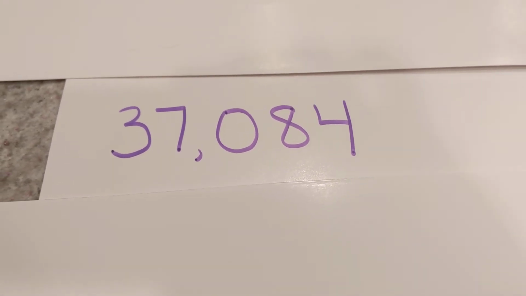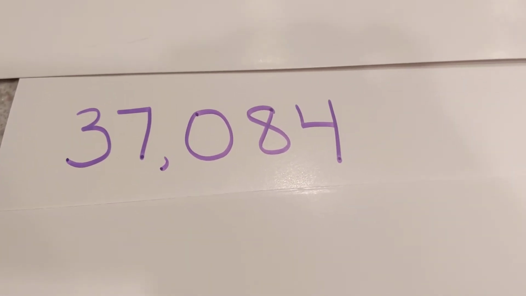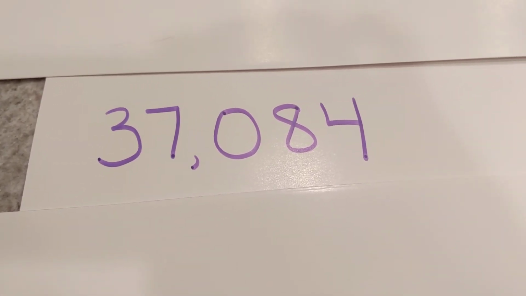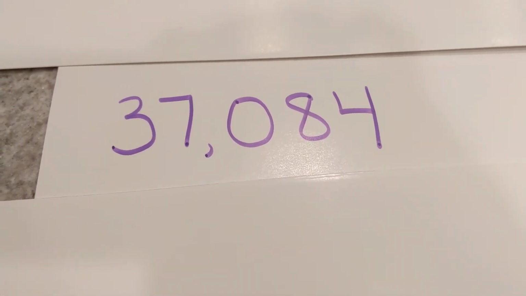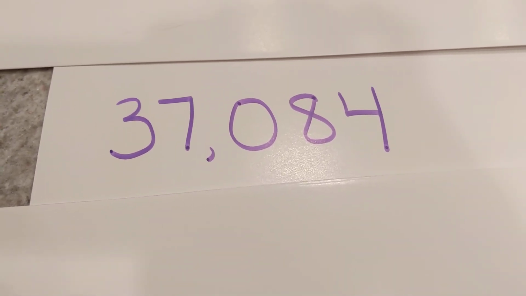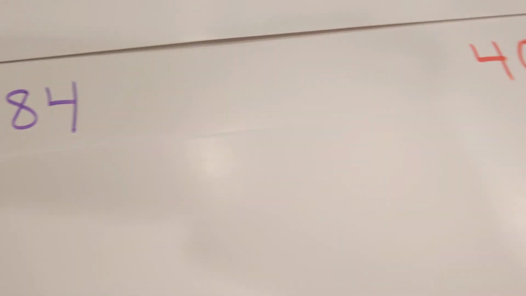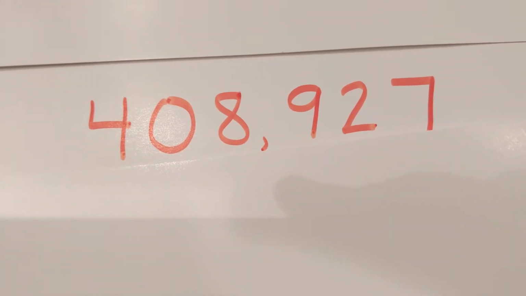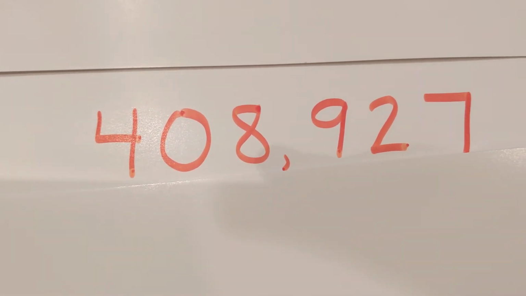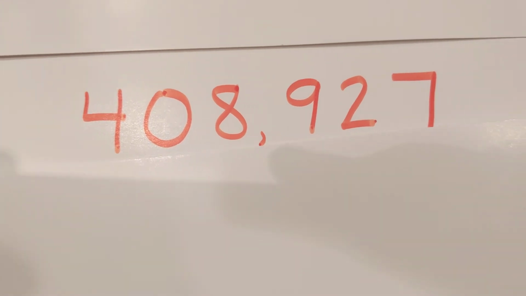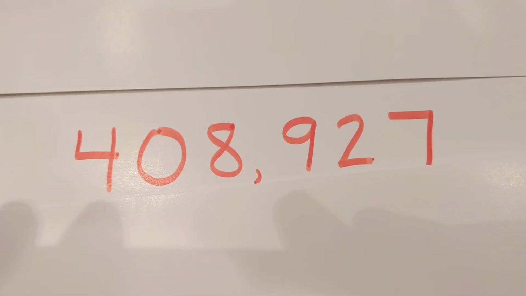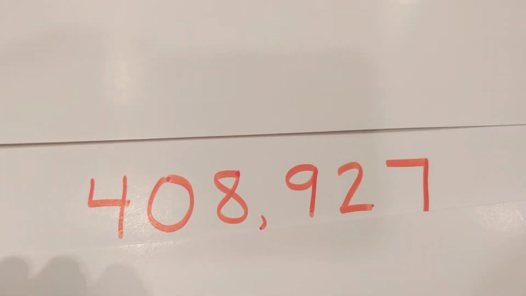So if we have this number, 37,084, which digit would be in the thousands place? That's right, 7 would be in the thousands place. Which digit would be in the tens place? You're correct, 8 would be in the tens place. Let's move over to our larger number. In the number 408,927, which digit is in the hundred thousands place? That's correct, 4 is in the hundred thousands place. Which digit is in the hundreds place? And that's right, 9 is in the hundreds place.